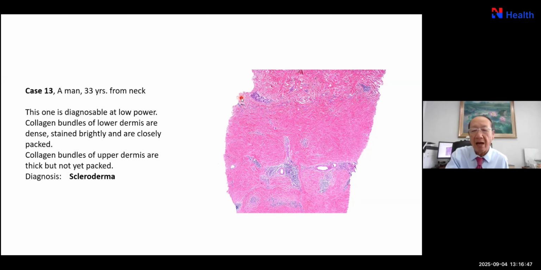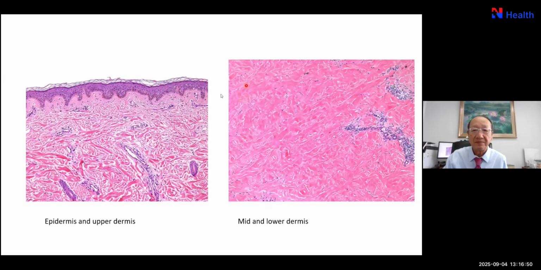This does not require high power, but just look at it. This is the upper part. The epidermis looks normal. The collagen in the subepidermal area is relatively normal, but a little bit deeper, the bundles are relatively thick. And at the lower part it is densely packed. There will be a lot of inflammatory cells in here. It depends on the stage of disease. In the older lesion, inflammation may be reduced. This is scleroderma or morphea. It depends on clinical lesion.